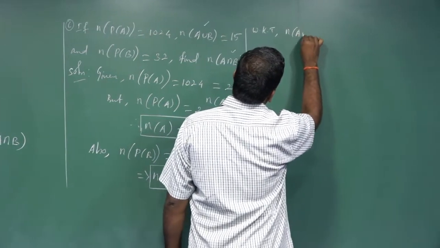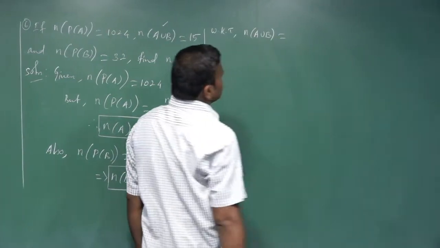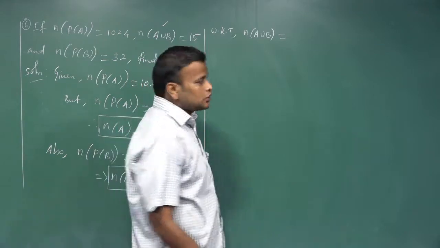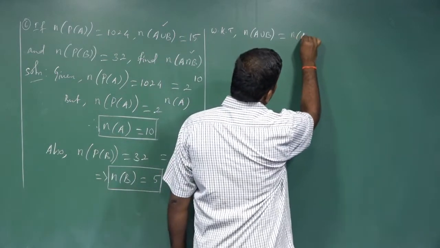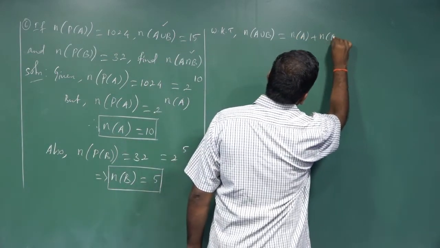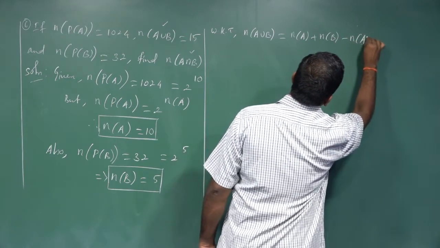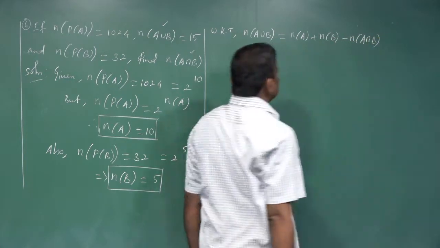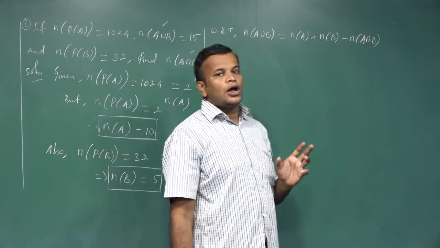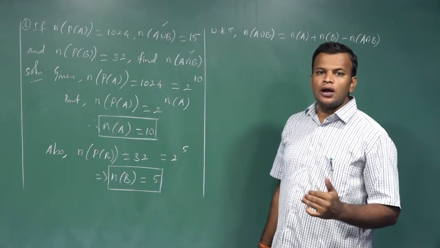n of A union B. The formula of n of A union B is n of A plus n of B minus n of A intersection B. We already know the formula. Now in this formula we substitute the known values.